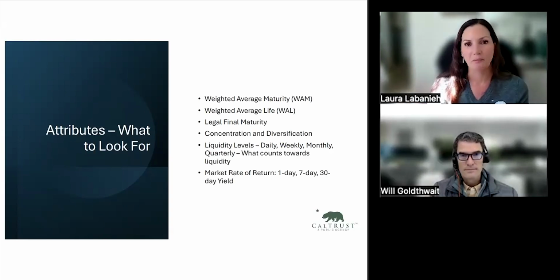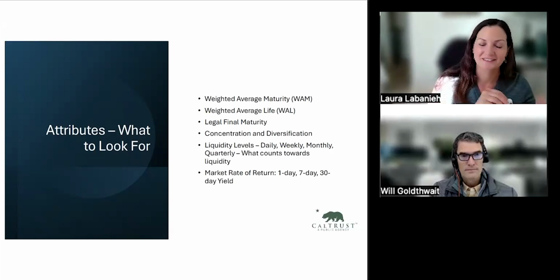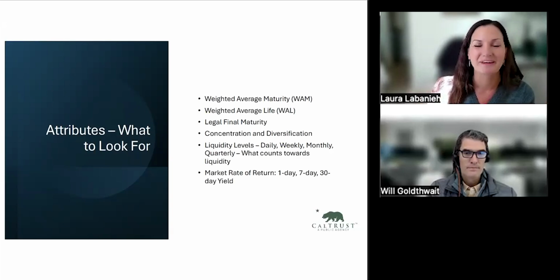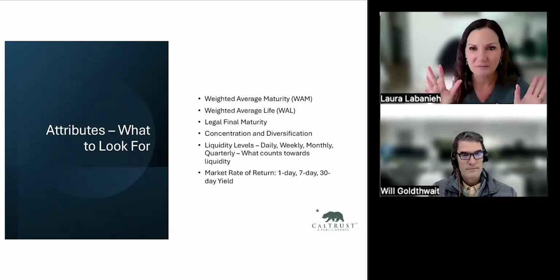One interesting point I will make is when you're looking at these LGIPs and your JPA options in California, the structure of our liquidity fund and their equivalents are very, very similar. You're not going to see much difference at all. We have the same restrictions. We're holding to the same ratings information. So that's all going to be very similar.